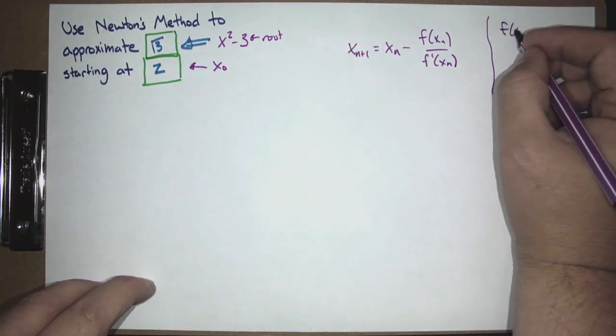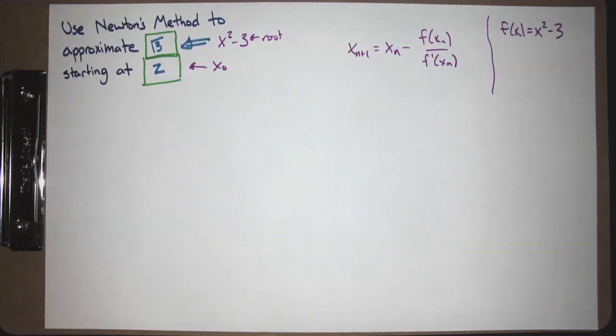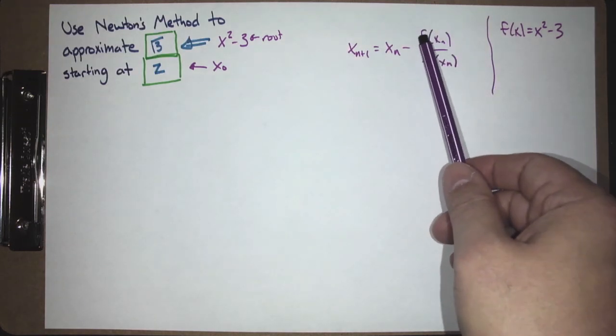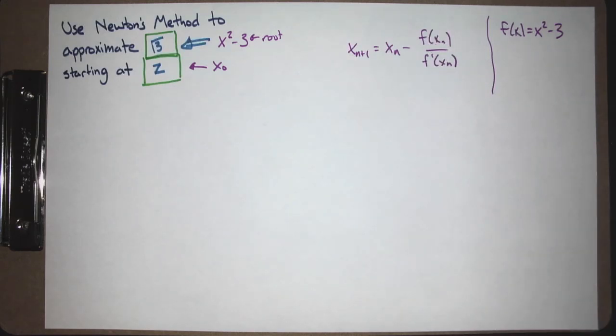We'll put some notes here on the side. F of x equals x squared minus 3. Now you might say, what if I'd chosen 3 minus x squared? Would it still work? Yes? No? What do you think? If you chose 3 minus x squared versus x squared minus 3, will it still work? Yes. Would anything change? No. You might say, wait, why not? Because if you multiply the function by a negative, you end up also multiplying the derivative by a negative. And two negatives are positive. They cancel each other out.